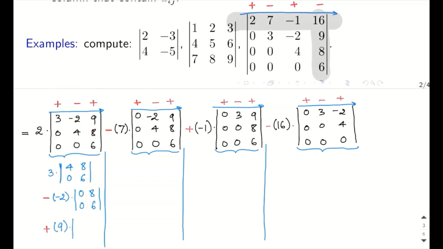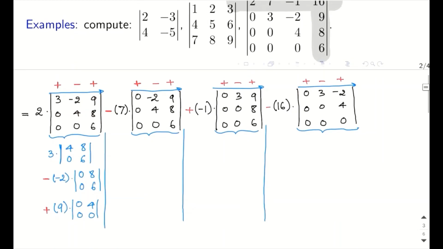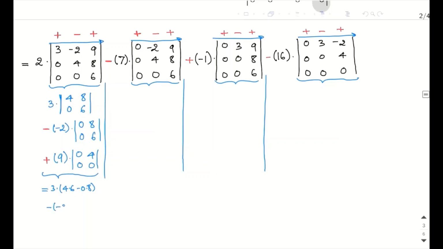And then you are going to delete the rows and the column that contain the number 9. So that's obviously leaving you with 0, 0, 4, and 0. All right. Then you compute this. So this is going to be 3 times 4 times 6 minus 0 times 8, right? 4 times 6, 0 times 8. And then minus negative 2 times 0 times 6, 0 times 8. So that's obviously 0. And then you are going to plus 9 times 0 times 0, 0 times 4. So 0 times 0 minus 0 times 4. Obviously, this is going to be equal to 72.